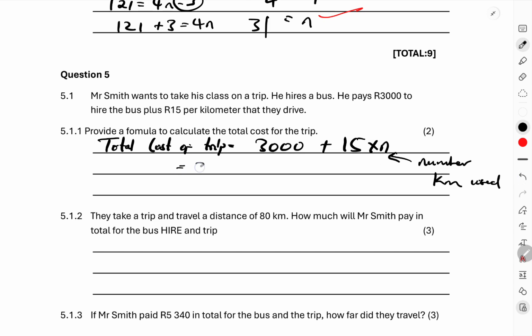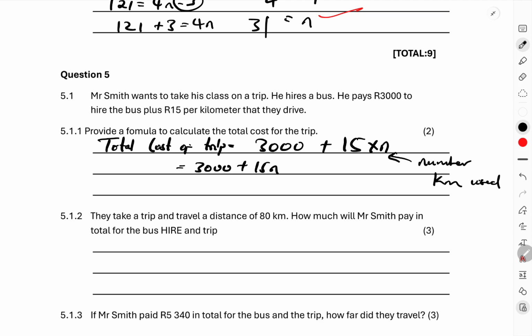Means the total trip will become 3,000 plus 15n, whereby if he drives for 20 kilometers, he's going to pay 15 times 20 plus the 3,000. If he drives 300 kilometers, it's going to become 15 times 300 plus the 3,000 for hiring. Therefore, this one becomes our formula.